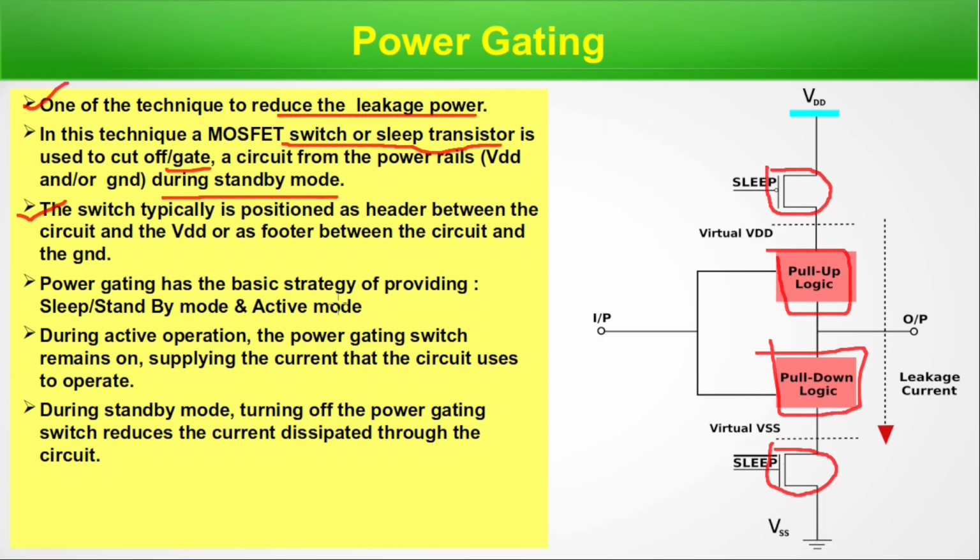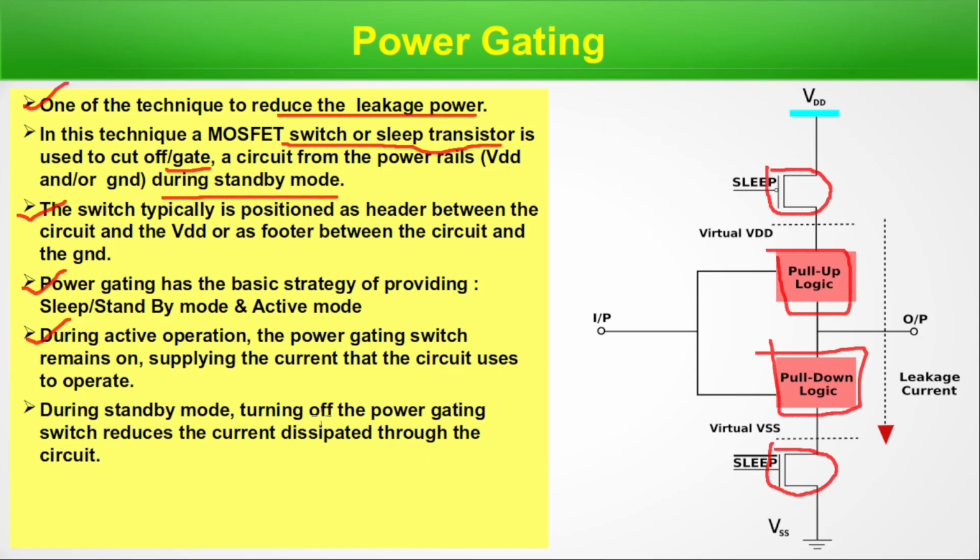Now, power gating has the basic strategy of providing sleep or standby mode and active mode. There are two modes here. Either the circuit is in active mode or it's in sleep or standby mode. During active operation, the power gating switch remains on, supplying the current. Obviously, to turn on this circuit portion, this switch has to be on so that the current flows. The power gating switch remains on, supplying the current that the circuit uses to operate. It's a gate basically. When it's not used, close the gate.